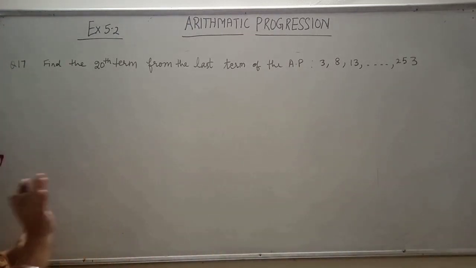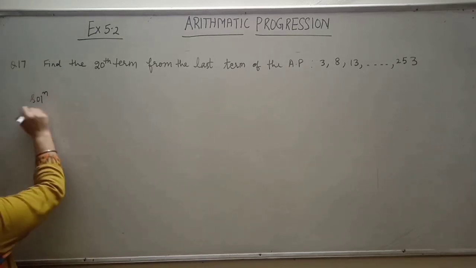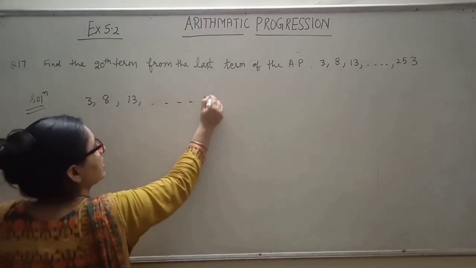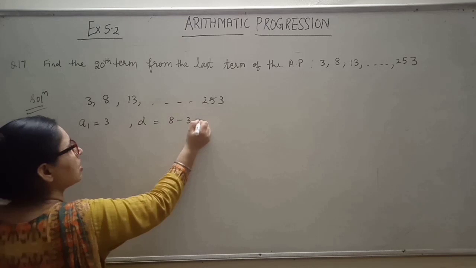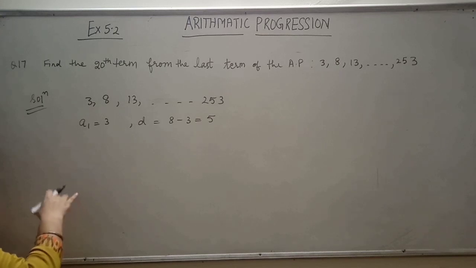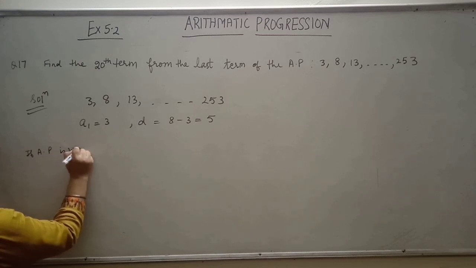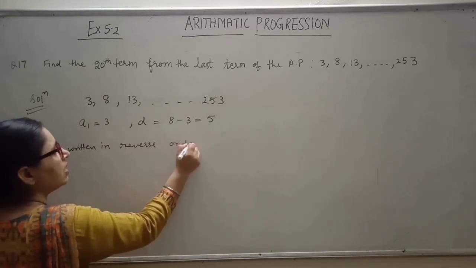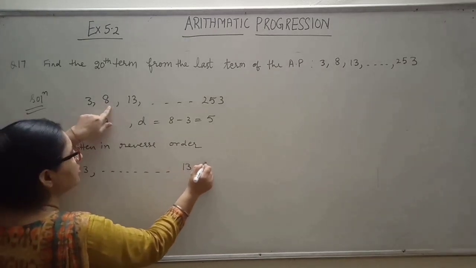For this, look carefully. If we have to find the term from the last, then how to do this? First of all we need to write down the AP: 3, 8, 13 and 253 is its last term. In this case A1 is 3 and D is 8 minus 3, which is equal to 5. Now if we write it in the descending, means in the reverse order, then what would happen? 253 becomes the first term, and then 13, then 8, and then 3.